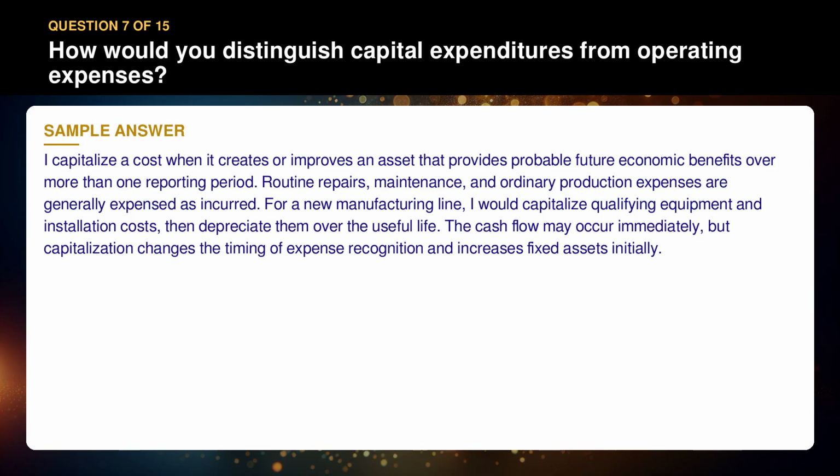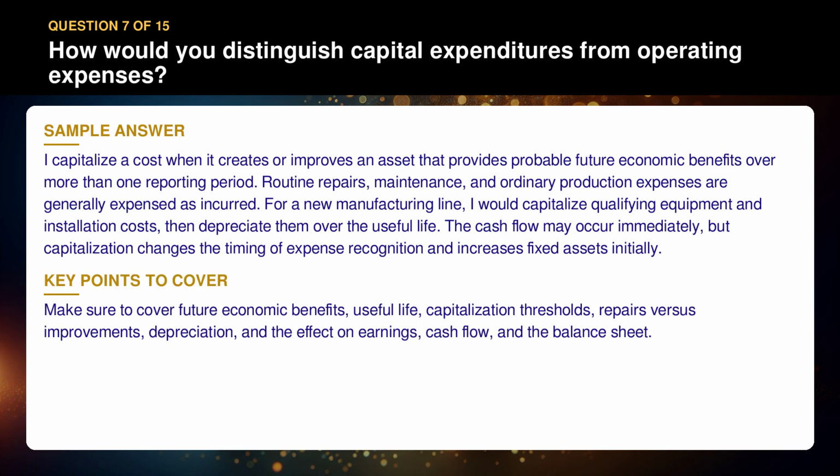For a new manufacturing line, I would capitalize qualifying equipment and installation costs, then depreciate them over the useful life. The cash flow may occur immediately, but capitalization changes the timing of expense recognition and increases fixed assets initially. Make sure to cover future economic benefits, useful life, capitalization thresholds, repairs versus improvements, depreciation, and the effect on earnings, cash flow, and the balance sheet.